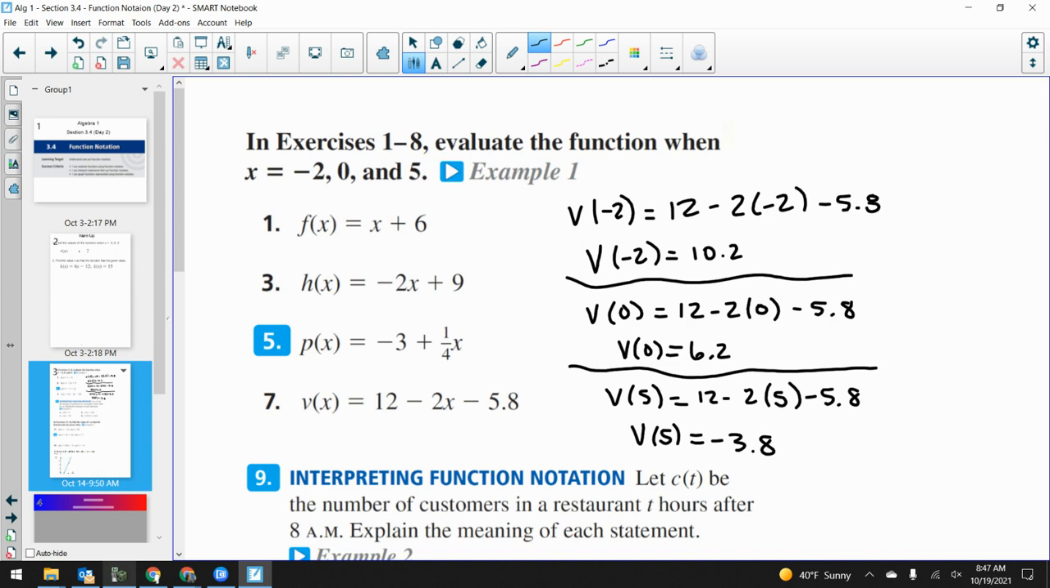I had somebody last period, at this point, trying to divide over the -2 because they thought this was like a multiply. Remember that that's not a multiply. That's just a notation. That's just how we read. We're saying, okay, this is the value of function v, the name, the value of function v at -2. So x value -2, input -2 gives me output 10.2. Input 0 gives me output 6.2. Input 5 gives me output -3.8.